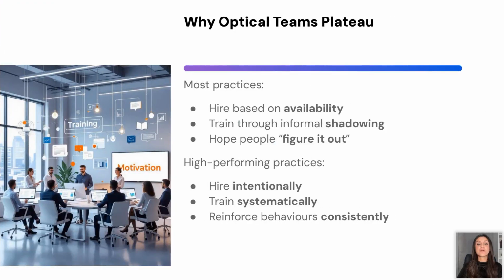Perfect. Okay, and so this is why optical teams plateau. Most practices, and it's all in the hiring strategy if you think about it, because most of us, and I made this mistake in the beginning too, would ask about availability. So we'd hire based on availability first, right? We train through informal shadowing. Just go follow Susie, she's going to teach you the ropes. And we just hope people figure it out along the way, right?